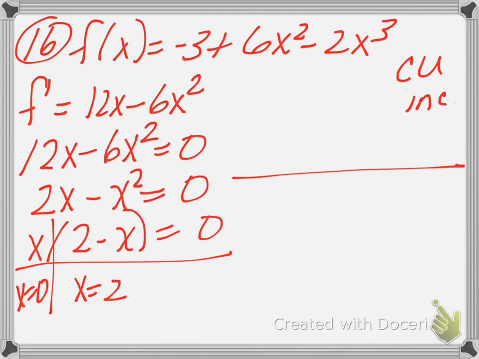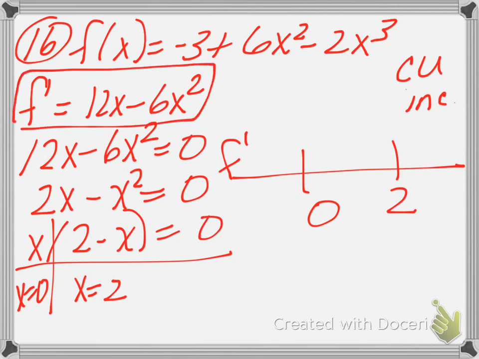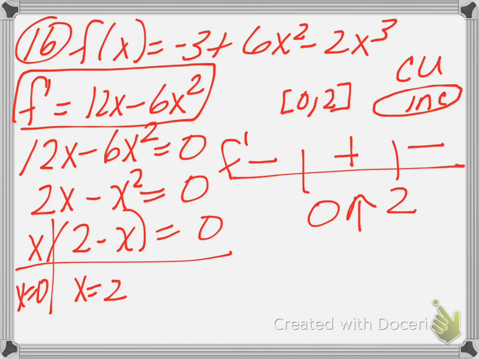So here's our wiggle graph. We're going to put 0 and 2 in there, and we're going to substitute into f prime. So you're going to take a value to the left of 0 and substitute into f prime, and you should get negative. And then the next line should be positive and negative. So the question is asking, when is it increasing? And it's increasing right here from 0 to 2. So that's our interval when it's increasing from 0 to 2.